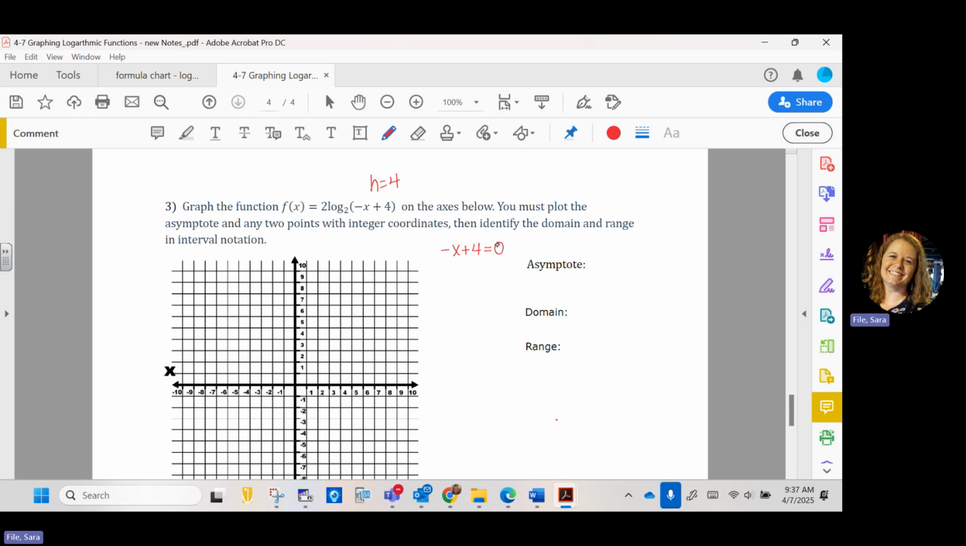And solve for x. How would I solve this for x? How would I move that 4? And then how would I get rid of that negative on the x? I'd have to divide it out, divide by -1. And I end up with x equals positive 4, don't I? Negative divided by negative. And that's my asymptote. My asymptote is x equals 4. And notice it's positive 4. And that's your h value. Your h is positive 4. Okay, so it's a special case here because of that negative in there.